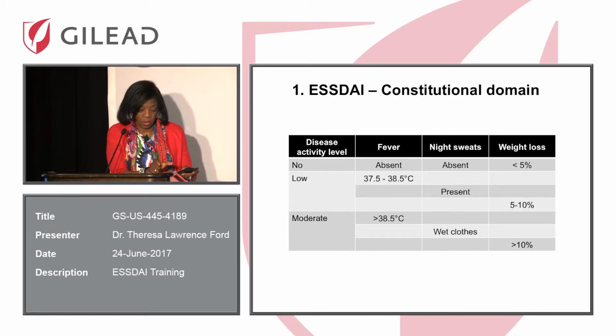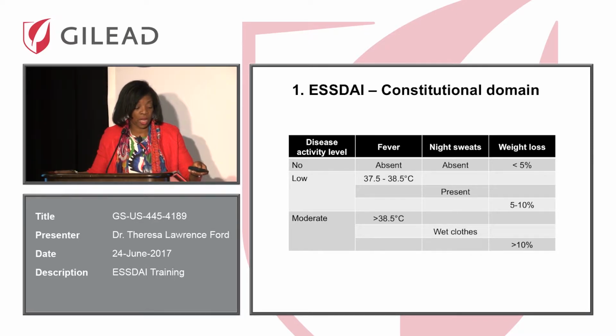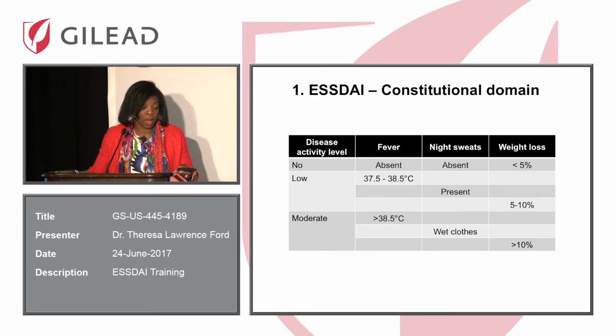So this is our summary. We have the disease activity. If not, everything is absent, or weight loss less than 5% of the total body, because you have to have greater than 5. And if you look at each of the lines going out from the activity level, it's going to be an or. So a low disease activity can have fever, or have the night sweats present, or have the weight loss 5 to 10%. Moderate would be fever, greater than 38.5, patients with wet clothes, you've asked them, yes, they do, or weight loss greater than 10%. Is that pretty clear?